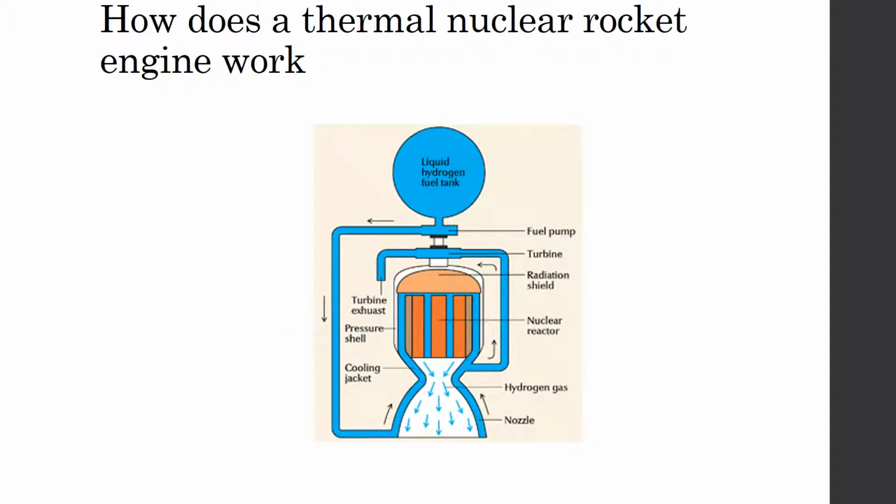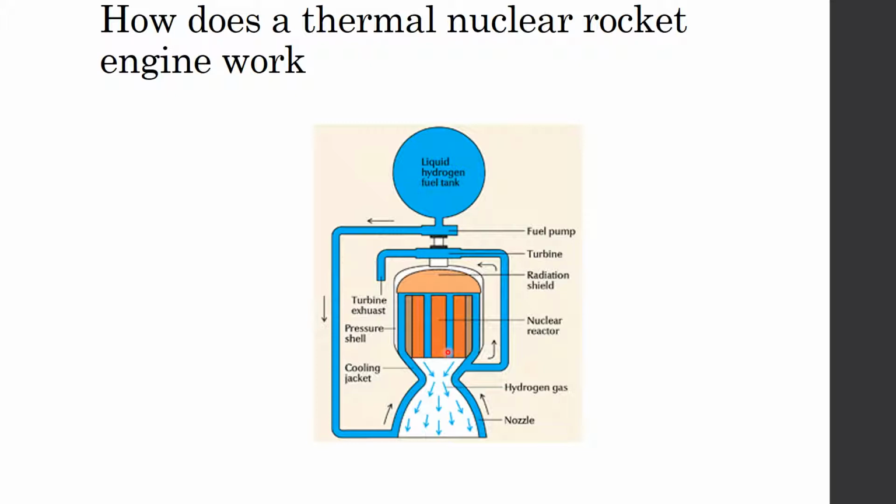So how does the thermonuclear rocket engine work? Here we have a schematic showing the engine. Up here at the top is your liquid hydrogen tank. The liquid hydrogen is pumped into the reactor. You'll notice the way that the fluid is pumped, it goes through the jacket of the nozzle, then up into the nuclear reactor. The nuclear reactor will heat the hydrogen up to 55,000 Kelvin.